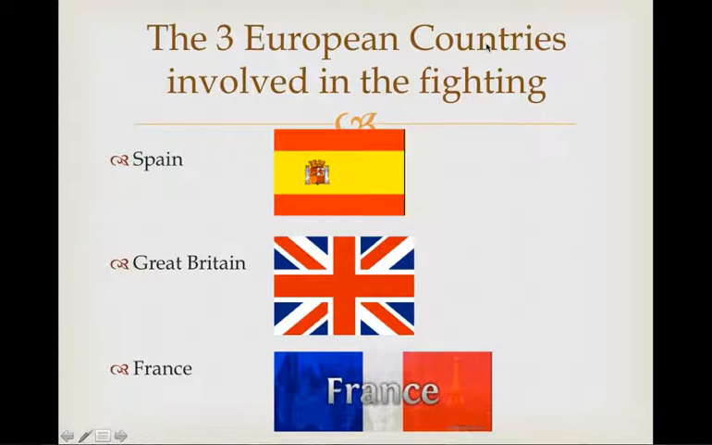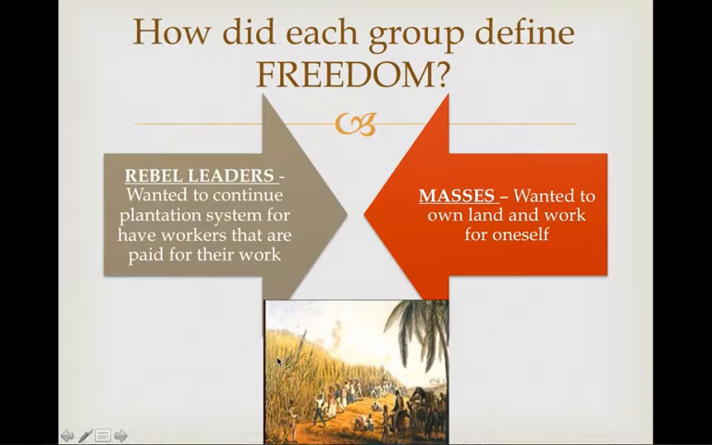What were the three European countries involved in the fighting? First, we had Spain, because remember, they have a colony over in what is now the DR, Santo Domingo. So they were involved because some of the Haiti rebels would get supplies from Santo Domingo, and Spain was aware of it. Great Britain also gets involved, and as we know, France is involved in the fighting.